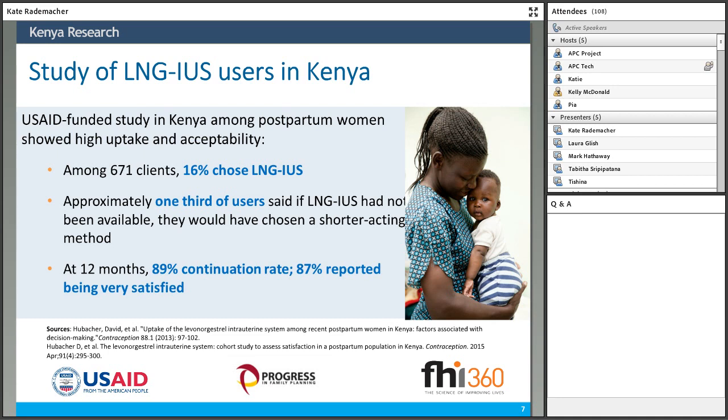Importantly to note, approximately one third of users said if the LNG-IUS had not been available on the day they went for family planning, they would have chosen a shorter-acting method. Specifically, only 21% said that they would have chosen the copper IUD instead, which suggests that the LNG-IUS can fill a niche in the market that the copper IUD is not currently filling.